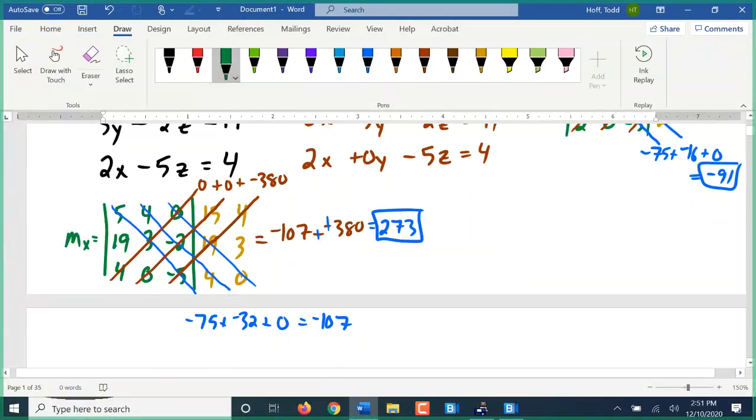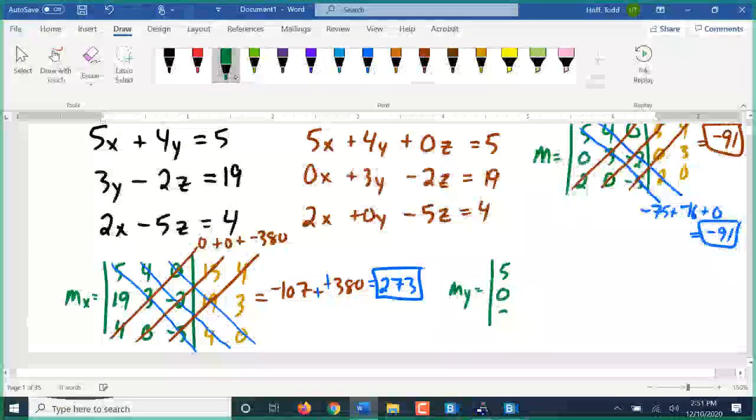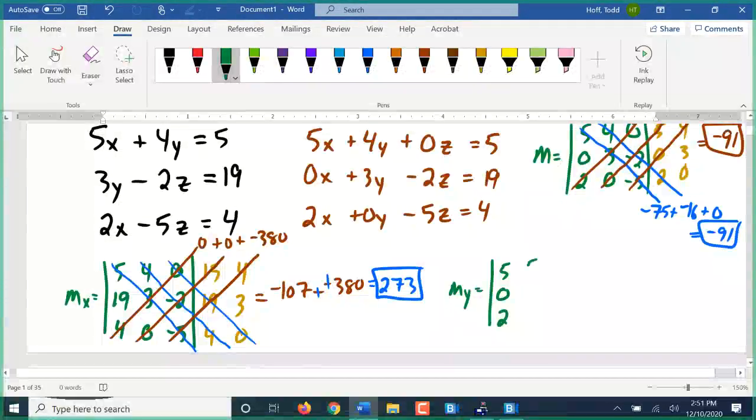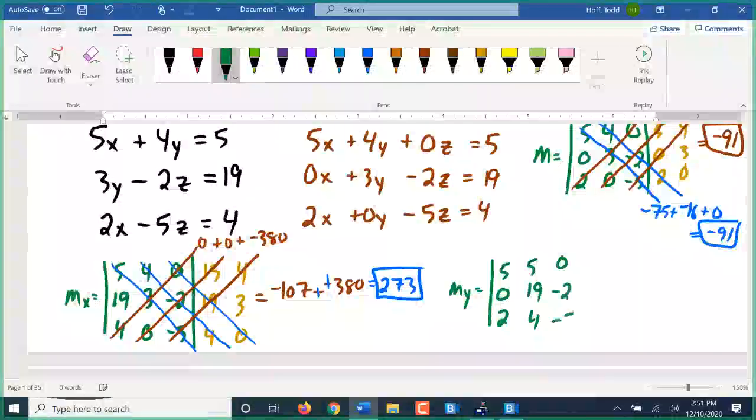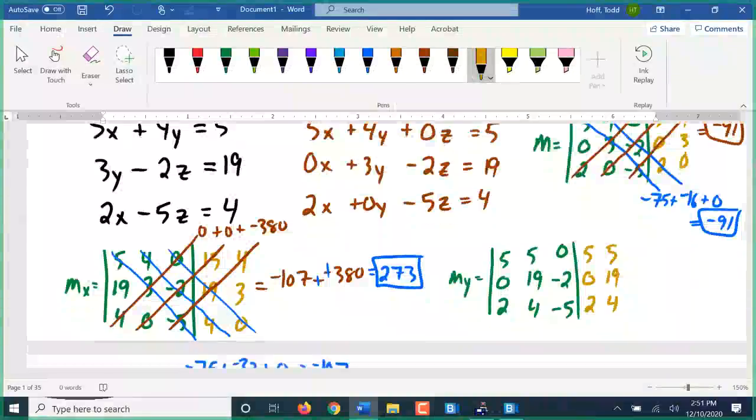Let's do the Y matrix. We'll have the 5, 0, 2. Put in the constants, 5, 19, and 4. And the Z's, 0, negative 2, 5. Recopy the first couple of columns. And do our diagonals.